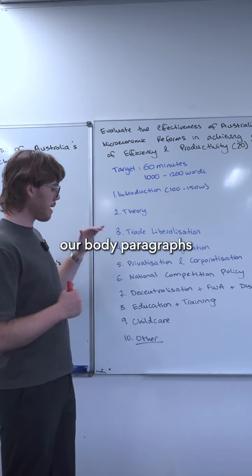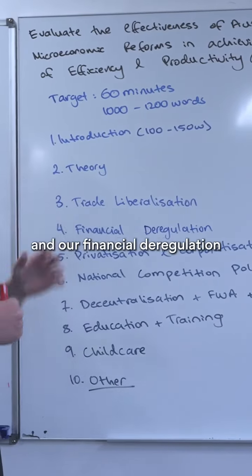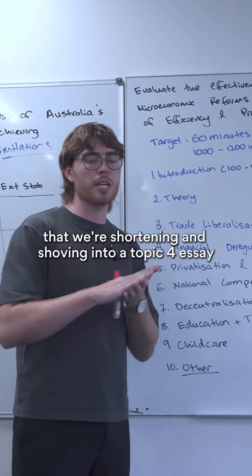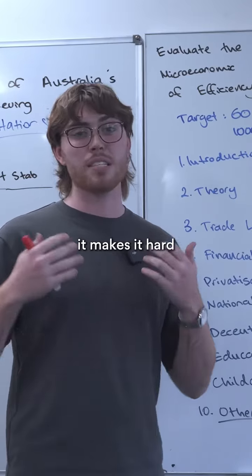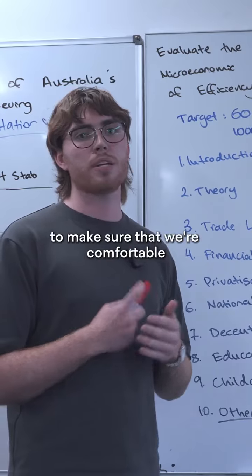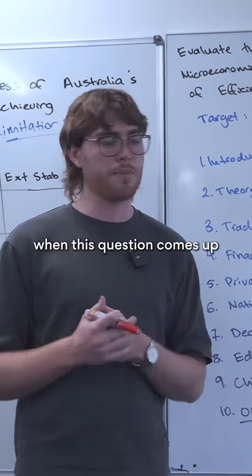Next, I'll move on to our body paragraphs 3 through 10. Our most important two are at the start, our trade liberalization and our financial deregulation. Now we know this stuff. It's topic 2 stuff that we're shortening and shoving into a topic 4 essay. It makes it hard, but that's why we practice, learn, and remember this essay question to make sure that we're comfortable and we don't write too much or too little when this question comes up in the HSC.